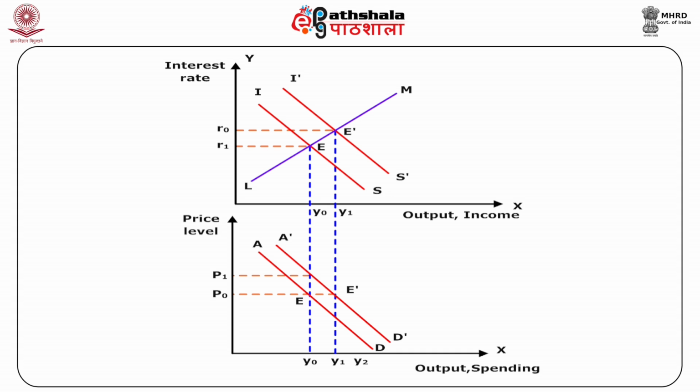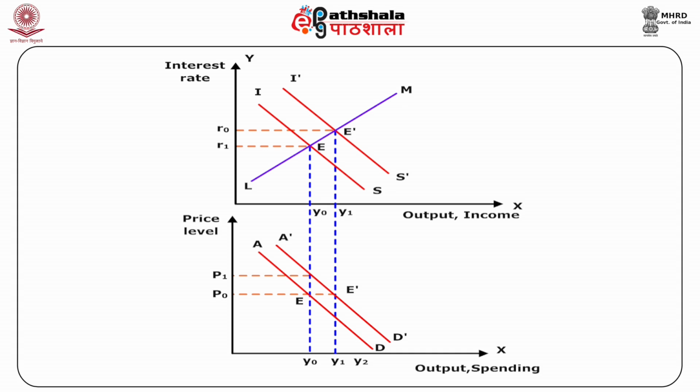So we have the original equilibrium between LM and IS, where they are equal at point E. The rate of interest is R1 and the level of income is Y0. Then the IS function shifts to the right, to I prime S prime, because of additional government expenditure. The new equilibrium is E prime.